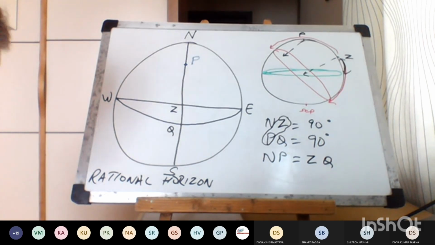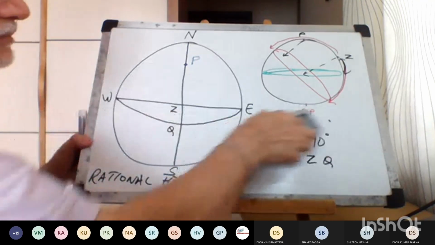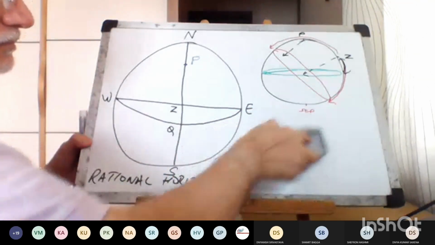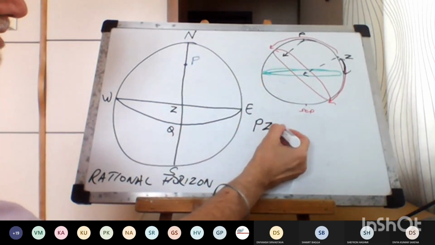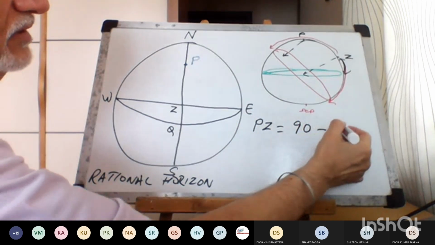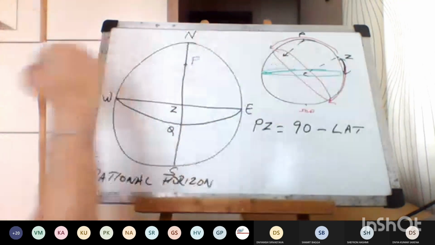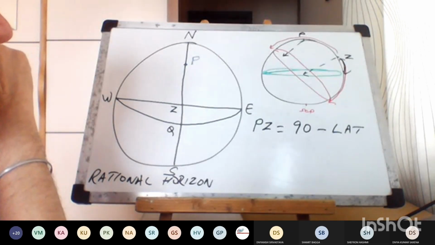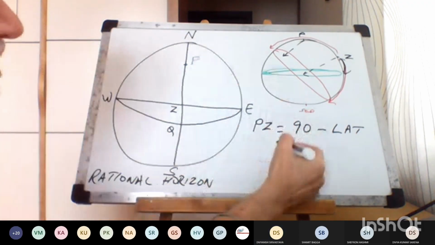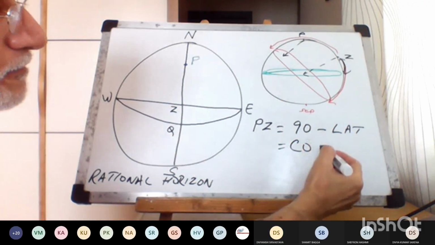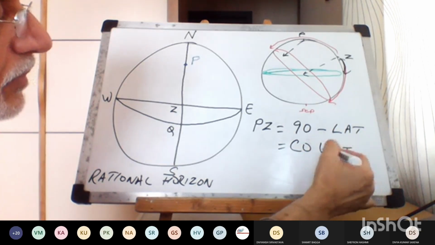Okay. So now we will come to one more relationship. What do we call PZ? PZ is equal to 90 minus lat. Am I right? Yes, sir. PZ is equal to 90 minus latitude, ZQ is the latitude. This is called the colat.